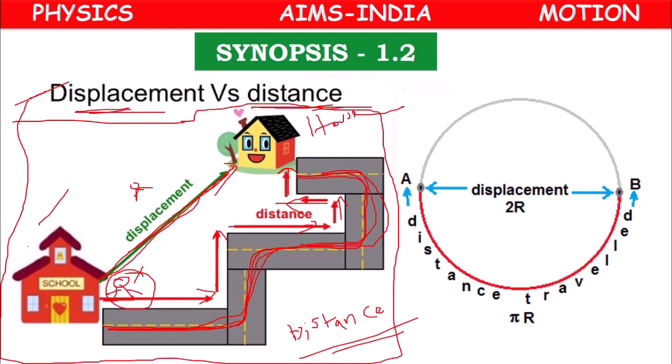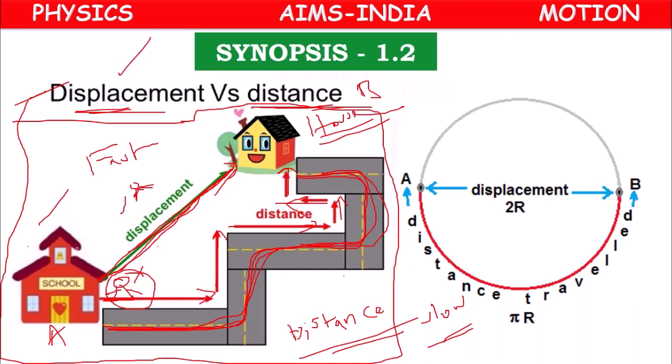From his school to his house, if there is any shortest possible path, then he will try to go through that path, because he will reach the house faster compared to the total path. The shortest path from the starting point, let it be A, to the final point, house, let it be B, is different from the actual path. So this is called displacement.